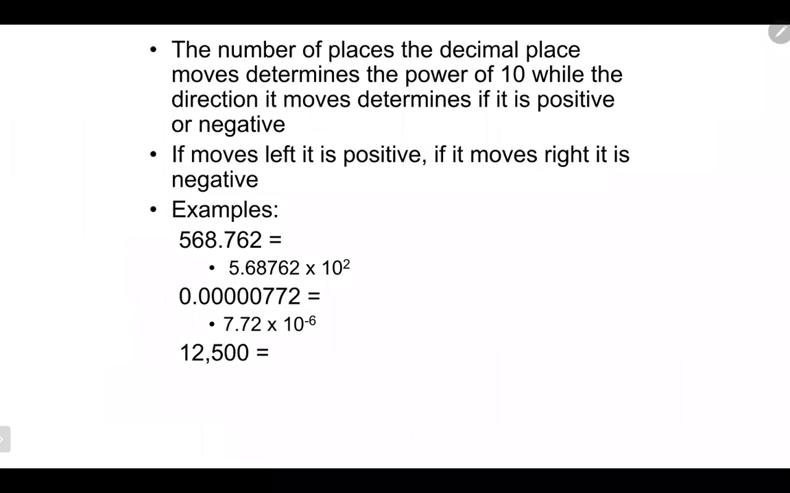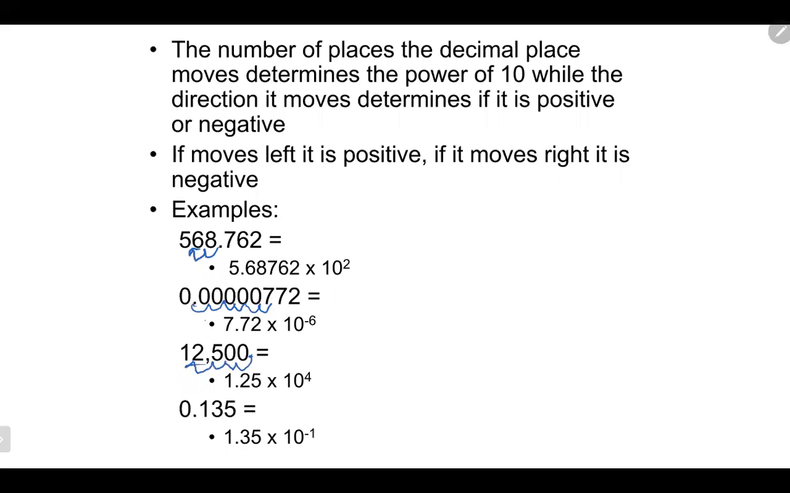So take a look at a couple of these guys here, converting some numbers into scientific notation. Once again, we would need to move 1 and 2 places over to get us 5.68762 times 10 to the 2. Significant figure reasons is why we keep all those numbers. We would go 1, 2, 3, 4, 5, 6 places that way. And that gives us 7.72 times 10 to the minus 6. There's no decimal point written, but we do assume it's here. So this would be 1, 2, 3, and 4 places.